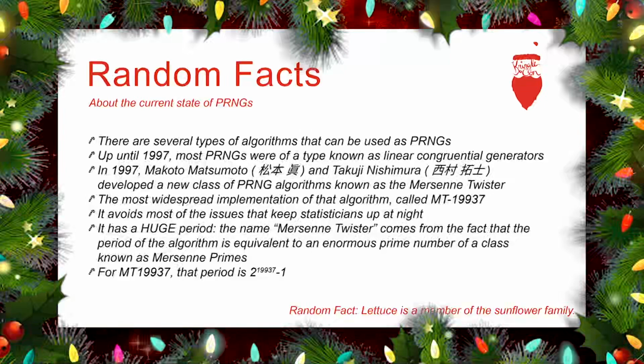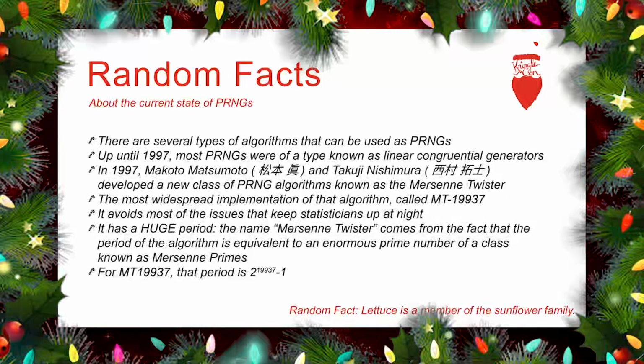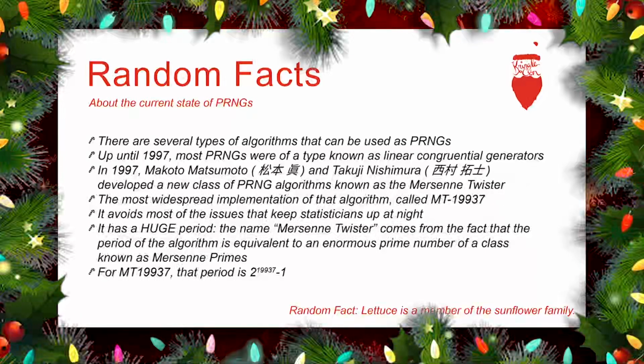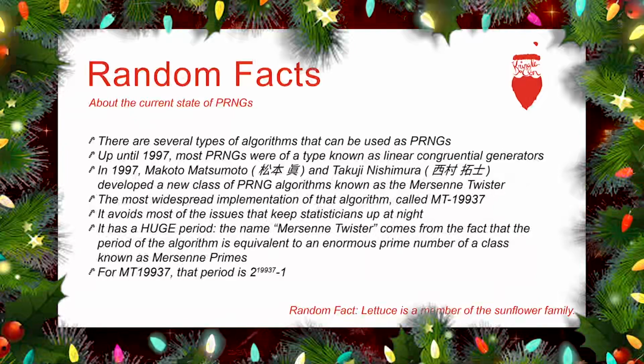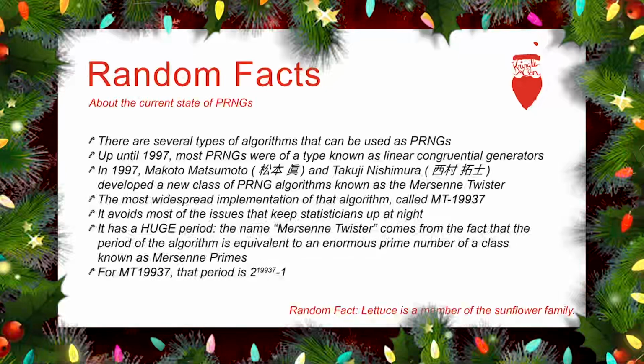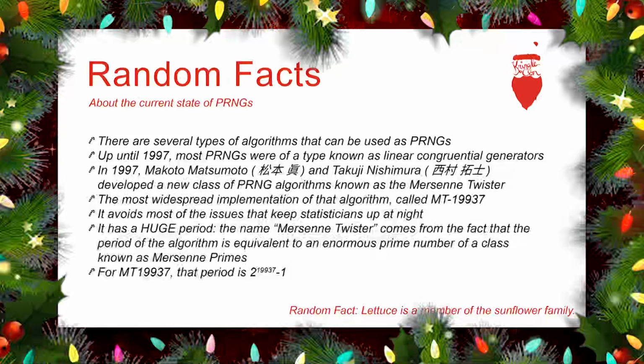In 1997, Makoto Matsumoto and Takuji Nishimura developed a new class of pseudo-random number generation algorithm called the Mersenne twister. We're going to talk a little bit about where it got that name in a bit, but understand that this new type of pseudo-random number generator is now the most widely used implementation of pseudo-random number generators in software. In fact, there's a specific version of that algorithm called MT19937 that is absolutely the most widely used version of the Mersenne twister algorithm.